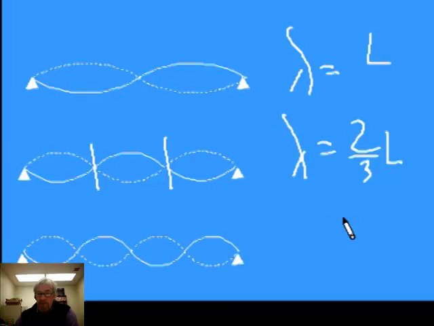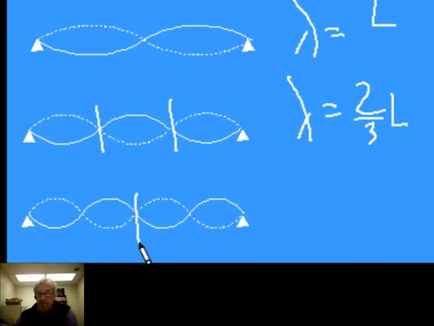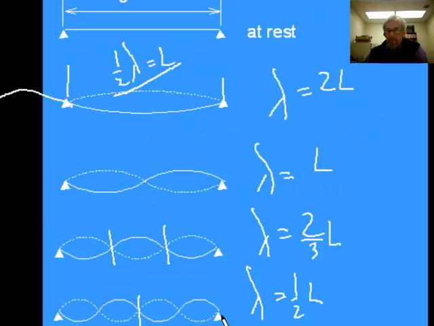Here's this other one. In this mode of vibration, we have 2 waves, so lambda is actually 1/2 of L. And you couldn't have anything else and still have it be a standing wave. It has to be fixed at the ends, so you have to have a node at the beginning and L away from that. So there aren't any other modes of vibration unless you just have more nodes.